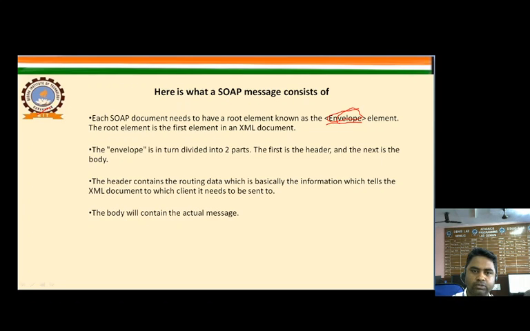So the first thing is the document name, and the second is the envelope. The envelope tag is again divided into two parts. The first is the header and the next is the body. This SOAP envelope is divided into two parts: the first one is the header, and the second one is the body.